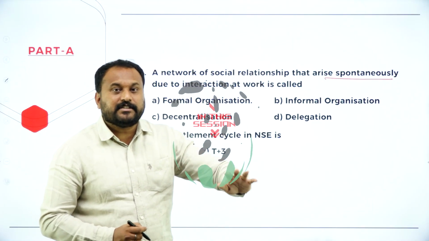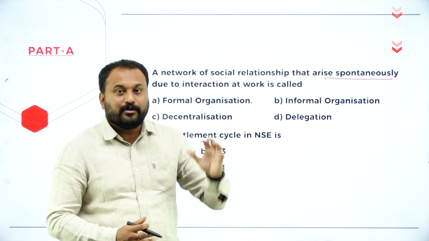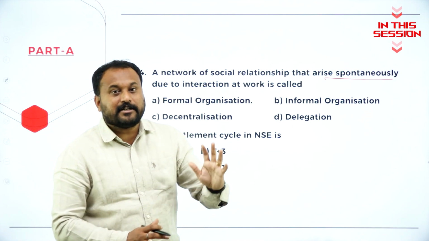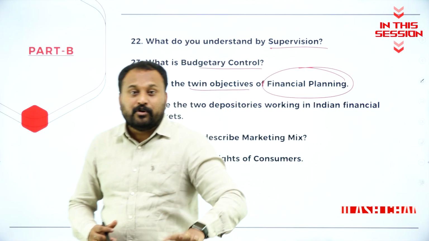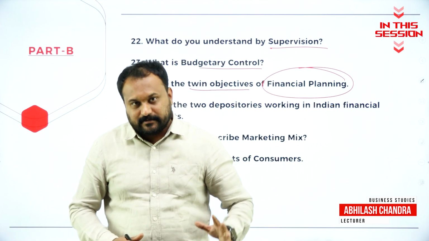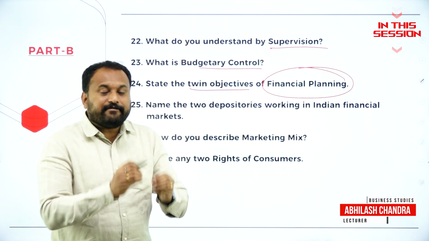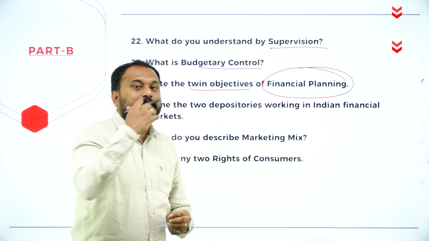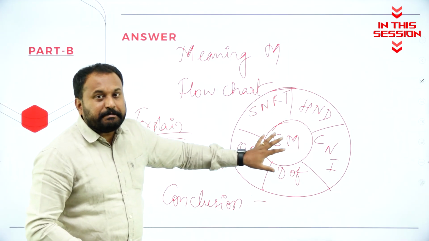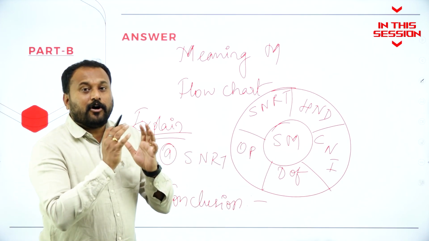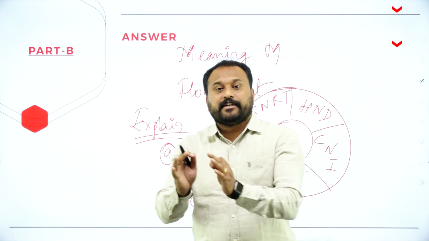Formal organization or formal communication will never happen spontaneously. So anything which happens spontaneously is called informal. I should always ensure that I have more funds. That is the objective. That's why I do financial planning. The second, I should never borrow finance from anybody else unnecessarily. Even now, scientific management is used by almost 86% of the manufacturing units.